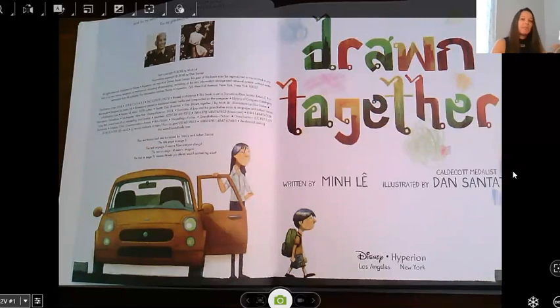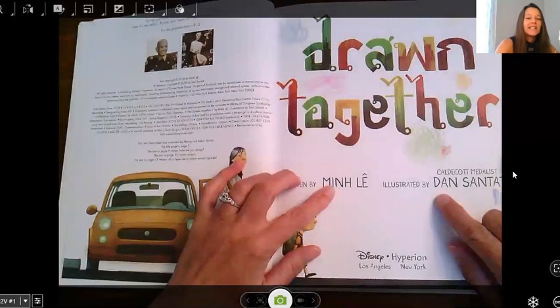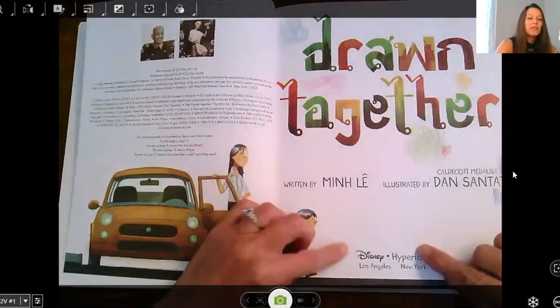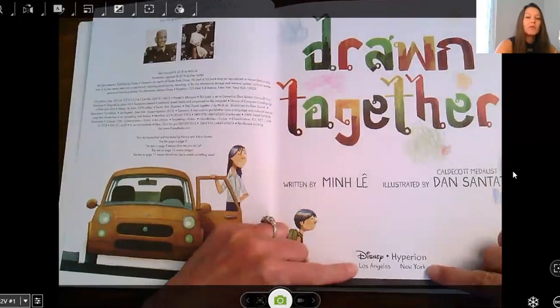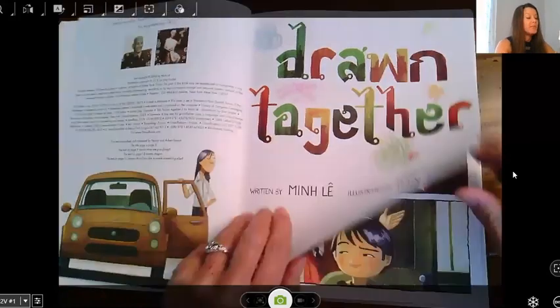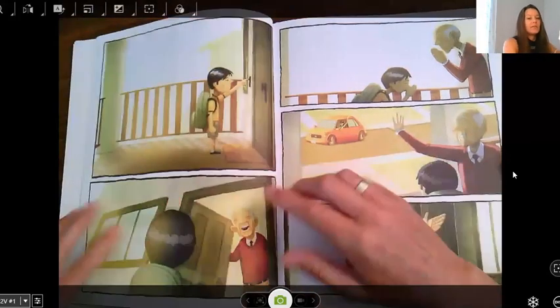Drawn Together, written by Ming Lei, illustrated by Dan Santat. Here's the publisher, Disney Hyperion, located either in Los Angeles or in New York. There you go. You have to read the pictures. Of course, wait, I want to go back.